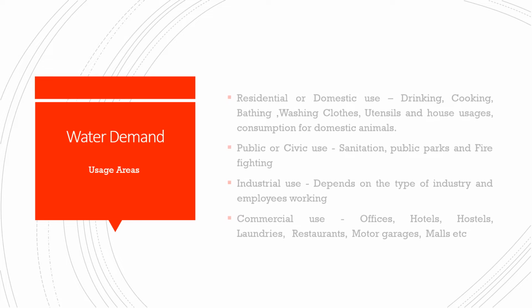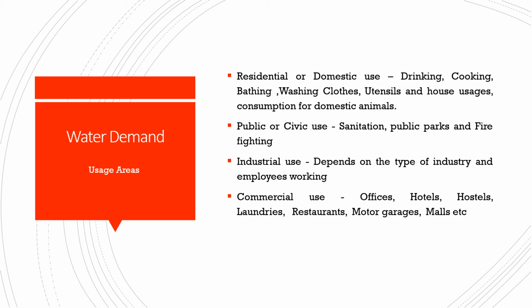Now we can see water demand and water use in many areas. Residential or domestic use consists of drinking water, cooking, bathing, washing clothes, washing utensils, and washing the house. Water consumed for domestic animals also comes under domestic use. Public or civic use consists of sanitation, public parks, watering plants in the public parks, and firefighting.